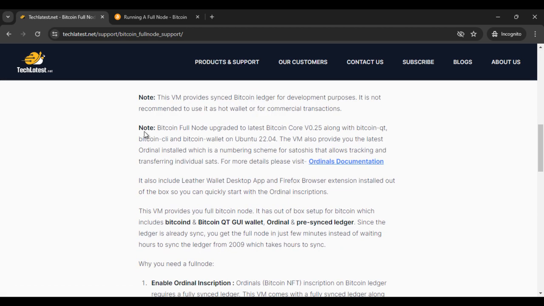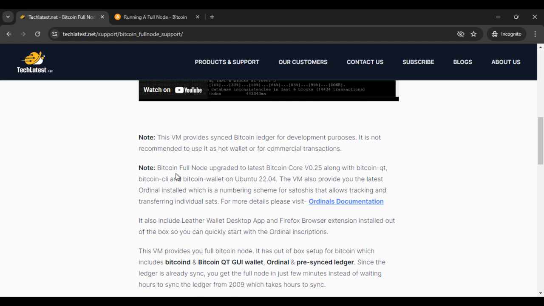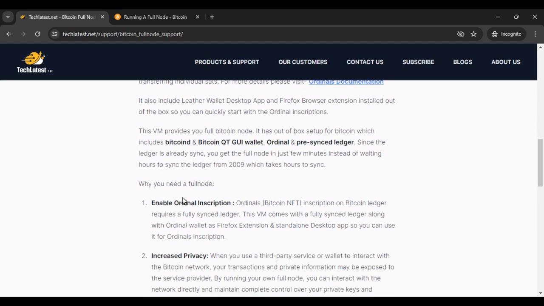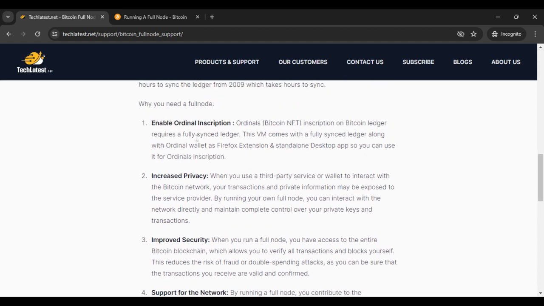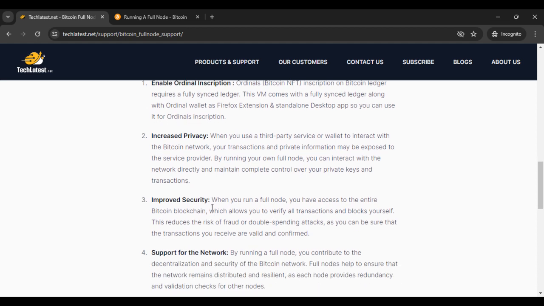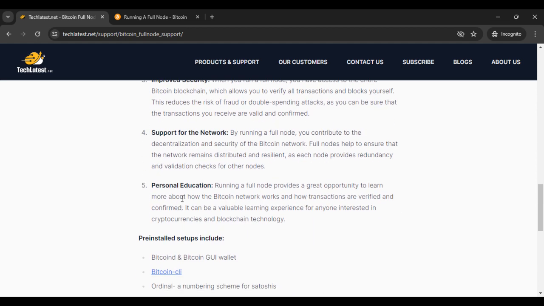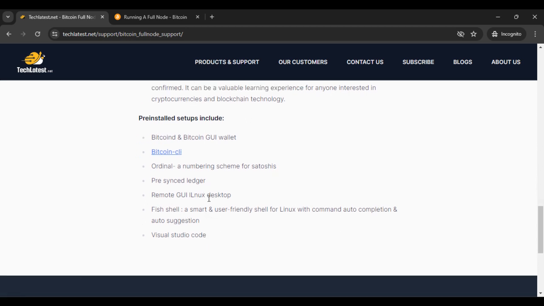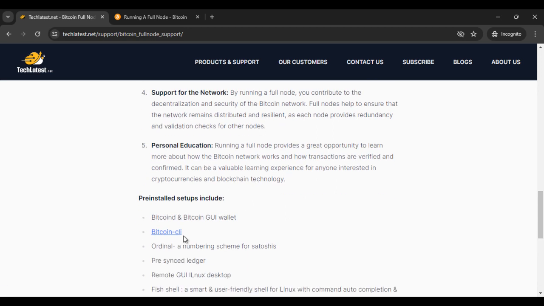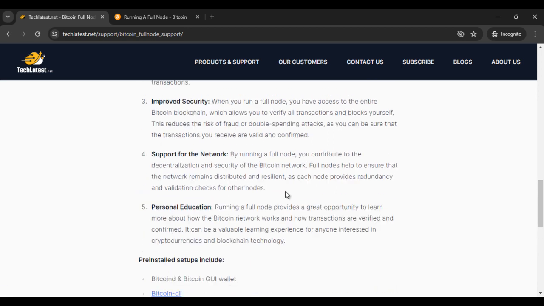You can find all the things that the VM gives, with the Bitcoin full node upgraded to the latest Bitcoin, and you can find all the reasons why you need a full node. You can see things like enable Ordinal inscription, increase privacy, improve security, support for the network, and personal education. The pre-installed setup includes Bitcoin and Bitcoin GUI wallet, Bitcoin CLI, Ordinal, a numbering scheme for Satoshi, pre-synced ledger, remote Linux desktop, fish shell, and Visual Studio Code. So this is what the pre-installed setup includes. Or you can use our VM.